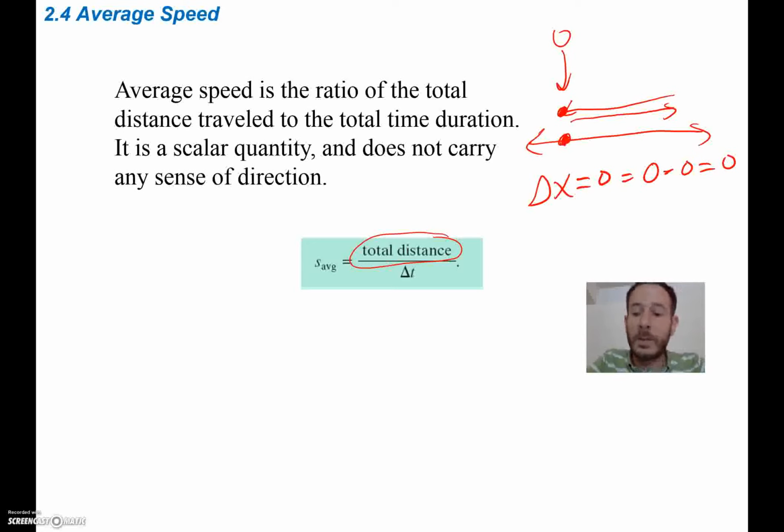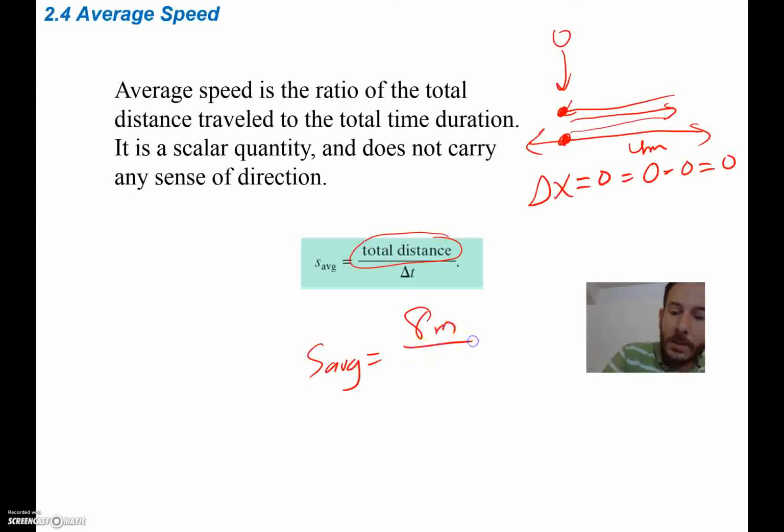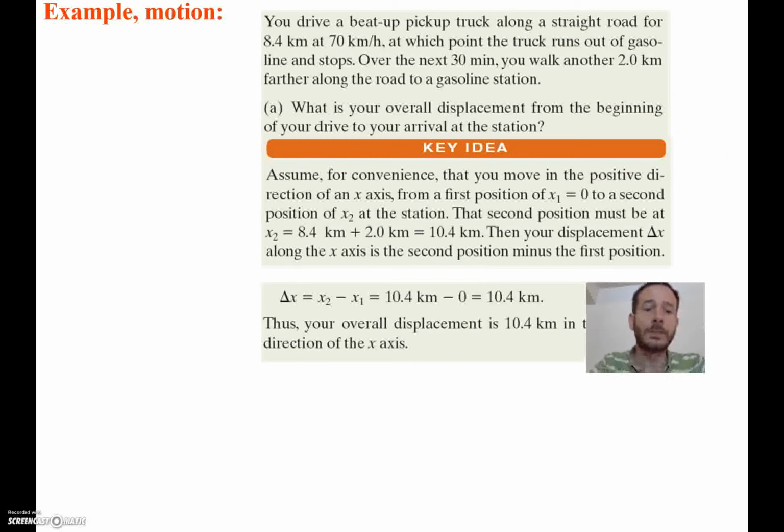But for speed, we're talking about the total distance traveled. So if we did the total distance, it's going this way. Let's say this was 4 meters, and it came back 4 meters, so its total distance traveled would be 8 meters. So for example, we're going to use s for speed, or average speed. So let's say it traveled a total of 8 meters, and let's just say it was in 4 seconds. So you can see the average speed was 2 meters a second, which is different than the average velocity again. Okay, so moving on. Here's an example.